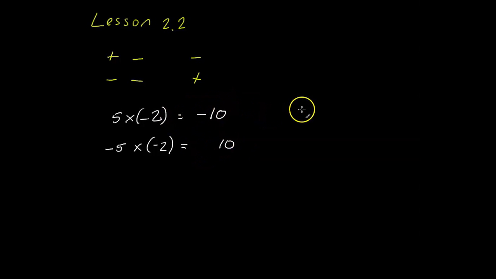What about division? Well, it's the same thing with division. 10 divided by negative 2. We just do it straightforward. 10 divided by 2 is 5. And because we have a positive 10 here and a negative 2, positive and negative gives us a negative. So this is going to be negative 5.